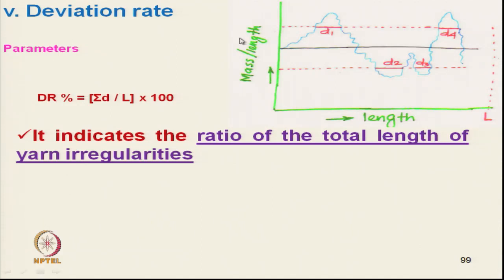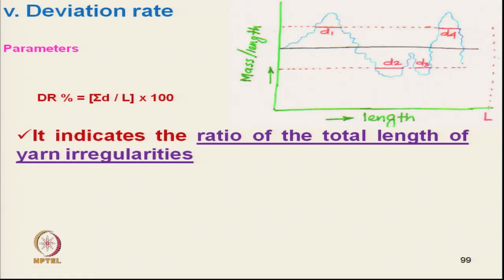So, this is the yarn. This is the mass per unit length which is 50% or more than the mean mass per unit length. This line has been plotted. We can have different ranges. So, 75% we can have or 30% we can have. These dotted lines are, say, plus 50%.